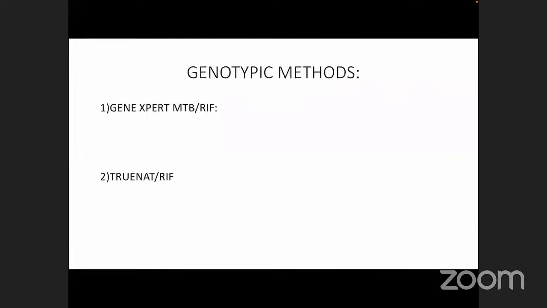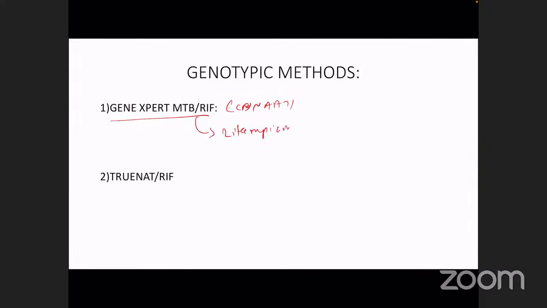Now coming to the genotypic methods. Which methods are being routinely employed for detection of resistance? Obviously this is very clear: GeneXpert or the CBNAAT based method. This can detect resistance only to rifampicin. TrueNAT can also detect resistance only to rifampicin. So these two methods are used for both diagnosis as well as detection of rifampicin resistance.